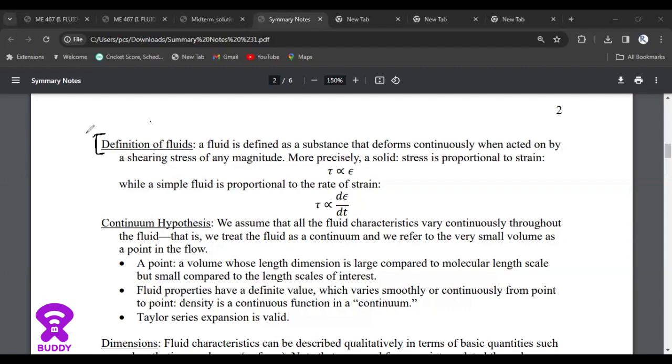In a solid, what is the definition of strain? You might have studied it in mechanics of materials, right? No, I didn't take that class.